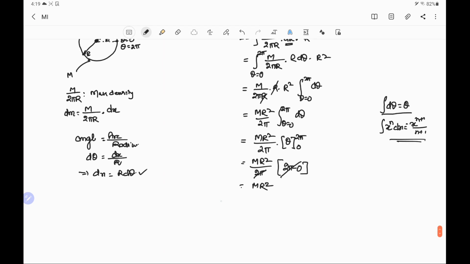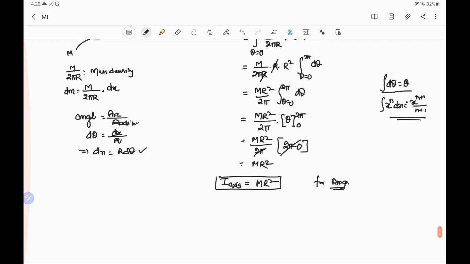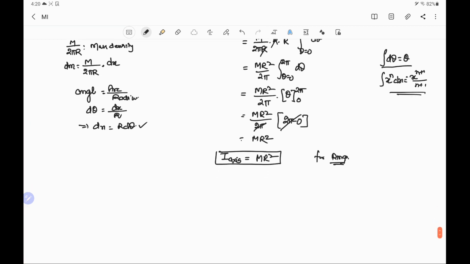So we can say moment of inertia of the ring about the axis which passes through the center and perpendicular to the plane of the ring is mr square. This formula is important to be memorized for the ring. Now the second case is, we have to find the moment of inertia of the ring about its diameter.